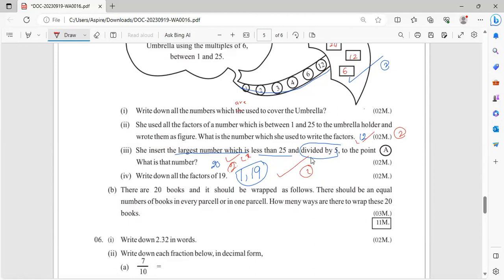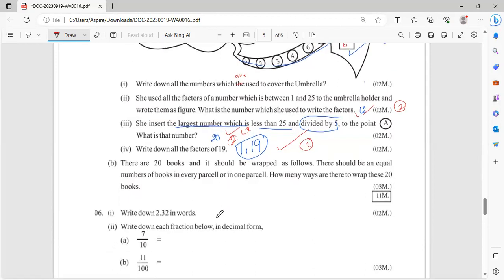Okay. There are 20 books and it should be wrapped as follows. There should be an equal number of books in every parcel or in one parcel. How many ways are there to wrap these 20 books? How many ways are there?